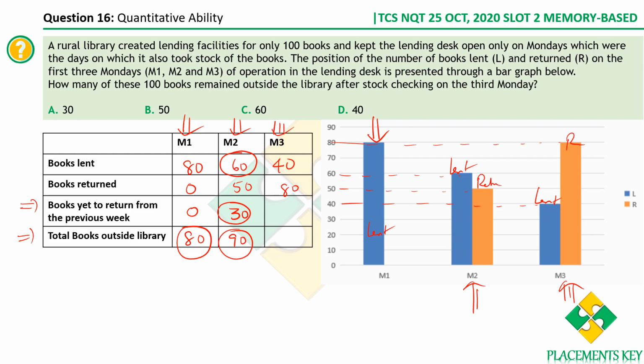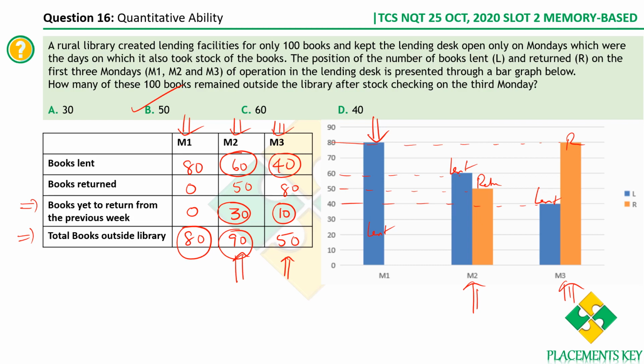Now let's see the third week. Again, what happens? 40 fresh books were issued. Now 80 books were returned, out of the 90 books that were outside the library till the end of the previous week. So 80 were returned, and only 10 more books are to be returned. So 10 books pending from the previous weeks plus 40 books which are freshly lent. Therefore 50 books are outside the library, which is option B.